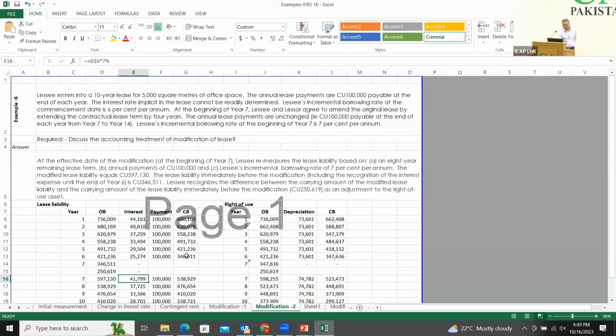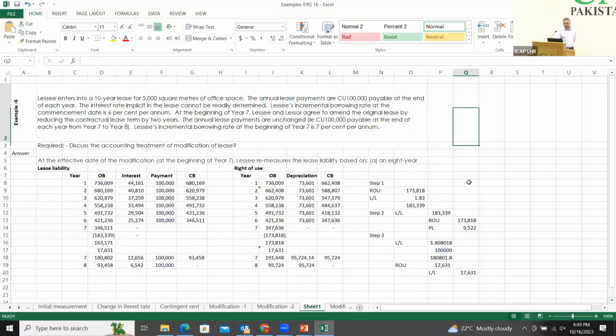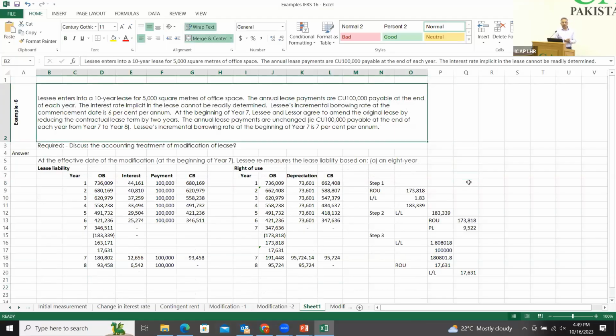Okay. Next we have the other example. Lessee enters into a 10-year lease for 5,000 square meters of office space. The annual lease payments are 100,000 payable at the end of each year. The interest rate implicit in the lease cannot be readily determined. Okay, these are the terms we have already discussed. At the beginning of year 7, lessee and lessor agree to amend the original lease by reducing the contractual lease term by 2 years. Here we have reduced the lease term by 2 years. Previously 10 years, now 8 years.